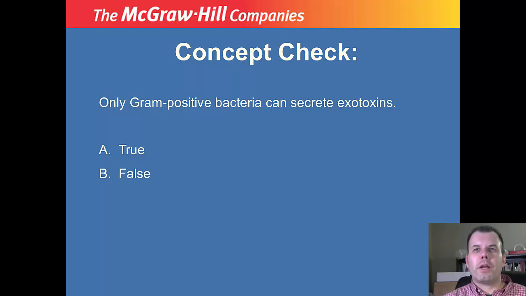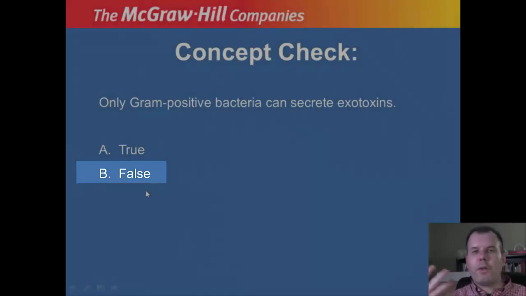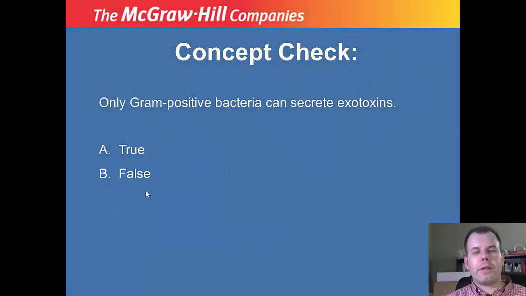Okay, here's the concept check. So only gram-positive bacteria can secrete exotoxins. Is that true or false? Okay, if you said false, you'd be correct. Exotoxins can be released by gram-positive, gram-negative. Again, all different types of bacteria release these things. Endotoxins typically are normally the gram-negatives because we associate endotoxins with the LPS layer. So that's where you see the gram-negative ones come about. But typically with exotoxins, they're found in all bacteria, gram-positives, gram-negatives, and all different types. Okay, anything that's pathogenic typically has an exotoxin associated with it.